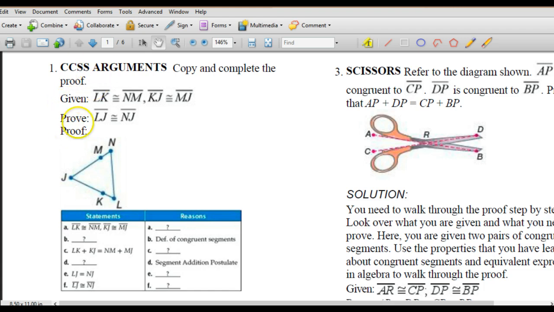Also KJ and MJ are congruent. So those are congruent segments. Here's what we want to prove. We want to prove that LJ and NJ are congruent.